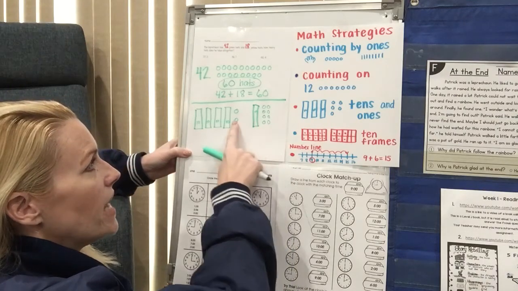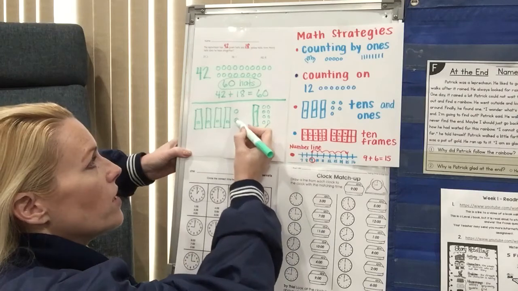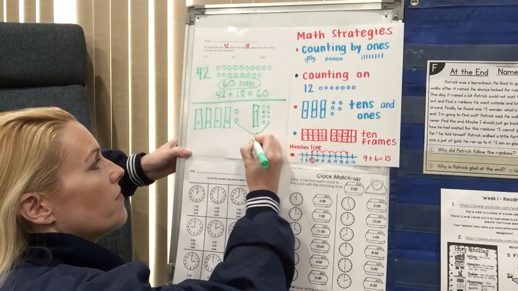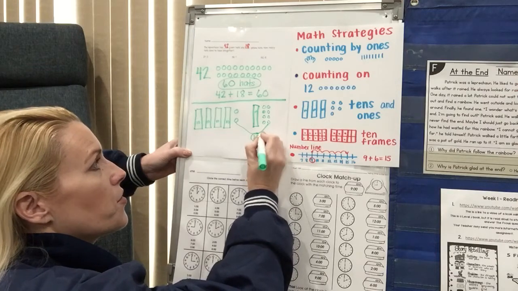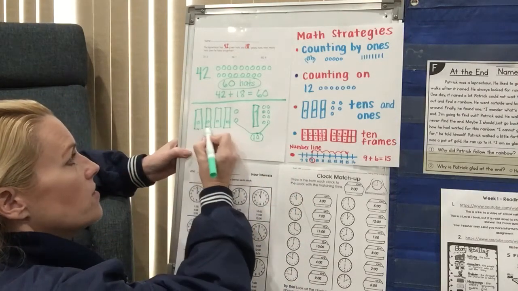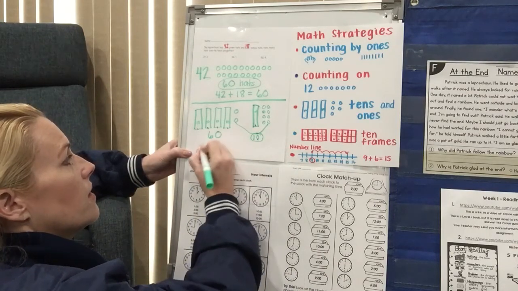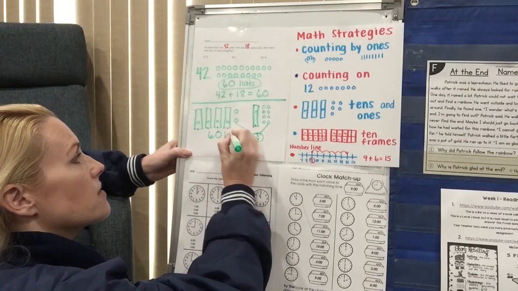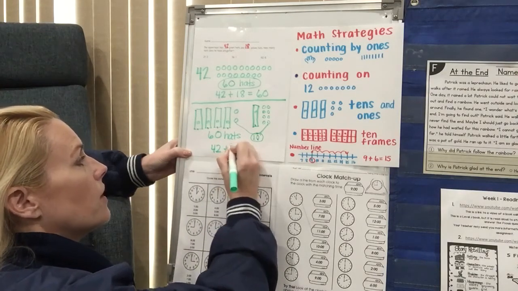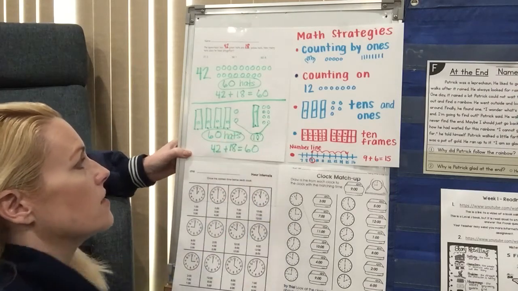I know that 8 and 2 is 10. If I put those together, 1, 2, 3, 4, 5, 6, 7, 8, 9, 10. If I go like this and say, well, here's another group of 10, then I really just have to count by tens and say 10, 20, 30, 40, 50, 60. And then I would still say 60 hats, and that 42 and 18 more all together is 60.